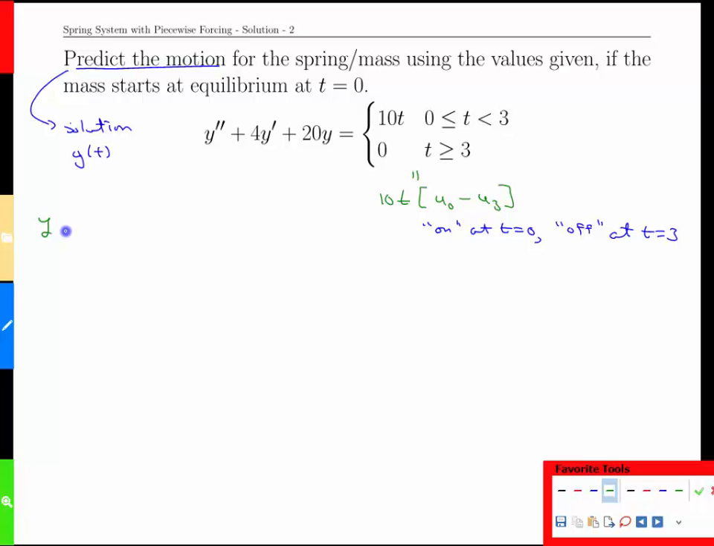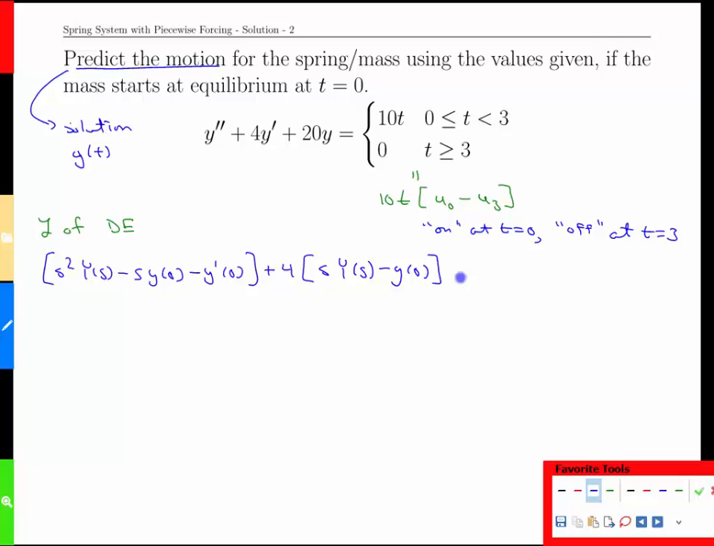Now we're ready to take the Laplace of the differential equation. We have a y double prime. When we take the Laplace of that, we get s squared Y of s minus s y of 0 minus y prime of 0. Next, we have plus 4 times the transform of y prime, that's s Y of s, minus just the initial position. And we have 20 Y of s for the transform of that.